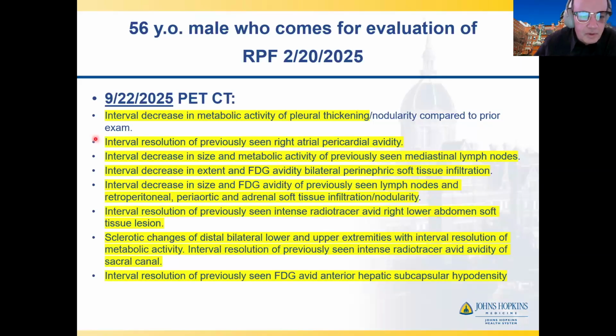And you can see that I'm just highlighting that there is a real decrease in the metabolic activity, the resolution of the right. He had the cardiac involvement, so the atrial precordial avidity, the size and the metabolic activity in the lymph node. He had mediastinal lymph node involvement. I mean, it's remarkable. The sclerotic changes in his lower extremity, also the metabolic activity decreased, and the hepatic hypodensity, so the liver was involved, also got better.